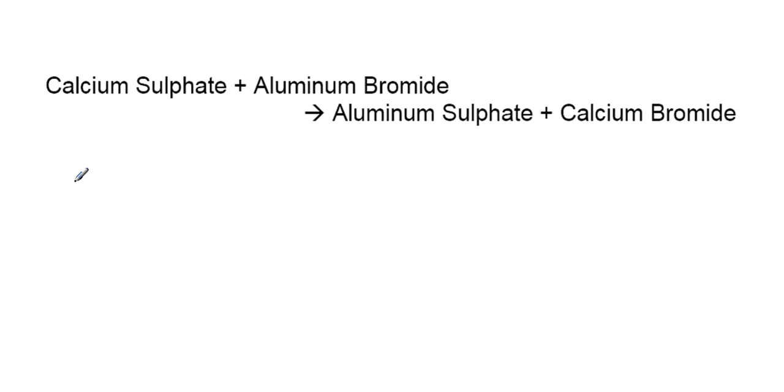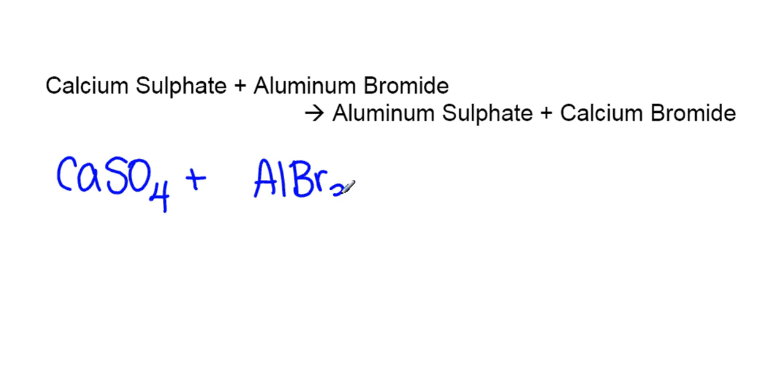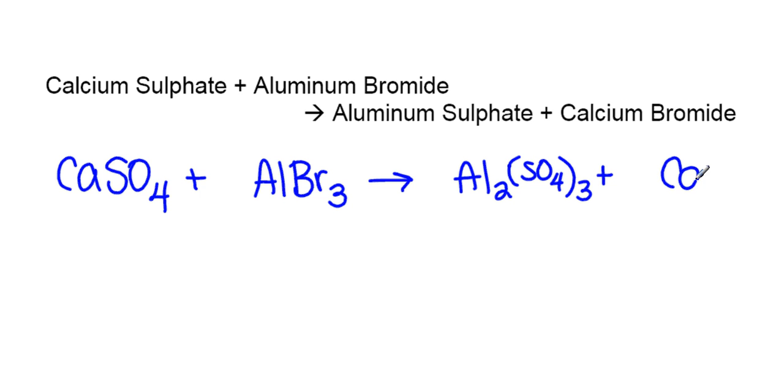All right, hopefully you've got your skeleton equation. So here we go. Calcium sulfate, aluminum bromide, aluminum sulfate, and calcium bromide. And I've left some spaces here in case we need to put some coefficients in.